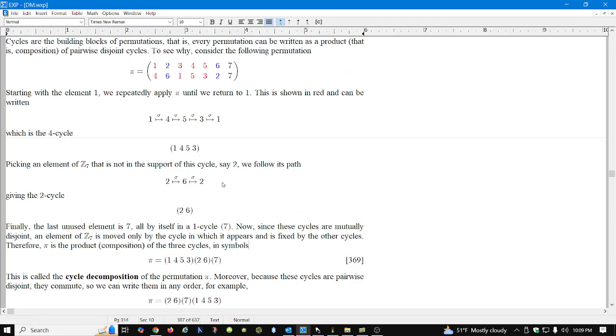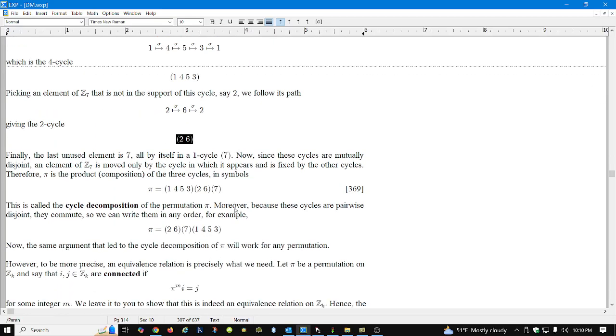And if you think over this algorithm for producing the cycle decomposition, it is pretty clear that the cycle decomposition is unique. If you didn't start with 1, you could start with 7. You would get the 1 cycle first. If you started first with 6, you'd get this cycle first. You're going to get the same cycles no matter how you do this.